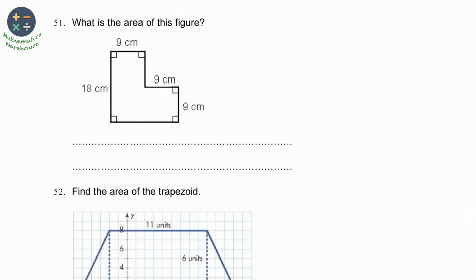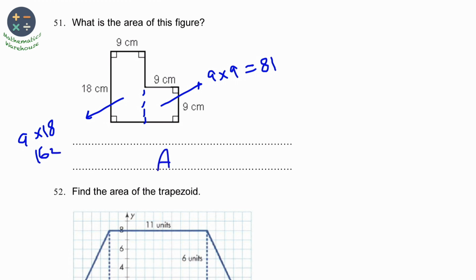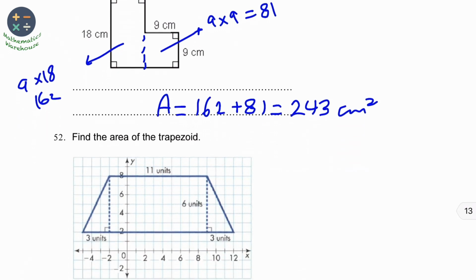Next question, what is the area of this figure? We can divide this figure from here. Now it's 9 times 9 equals 81. This is 9 times 18 equals 162. So the answer, area equals 162 plus 81 equals 243 square centimeters.